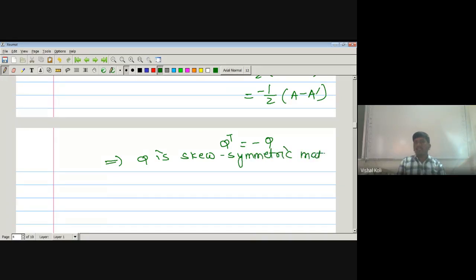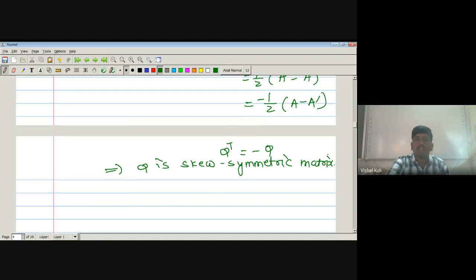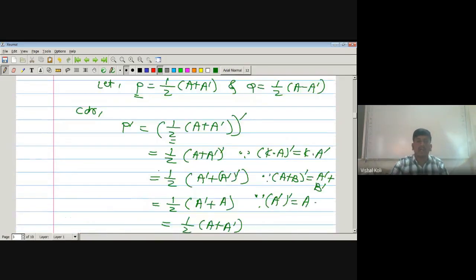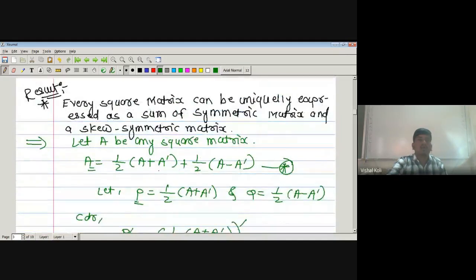As A can be expressed as 1 by 2 (A plus A dash) plus 1 by 2 (A minus A dash), in which 1 by 2 (A plus A dash) is a symmetric matrix, that is P is a symmetric matrix, and 1 by 2 (A minus A dash), that is Q, which is a skew symmetric matrix. Therefore, any matrix A can be written as a sum of symmetric and skew symmetric matrix. In that, this will be P and it is symmetric, and this will be Q and which is skew symmetric.